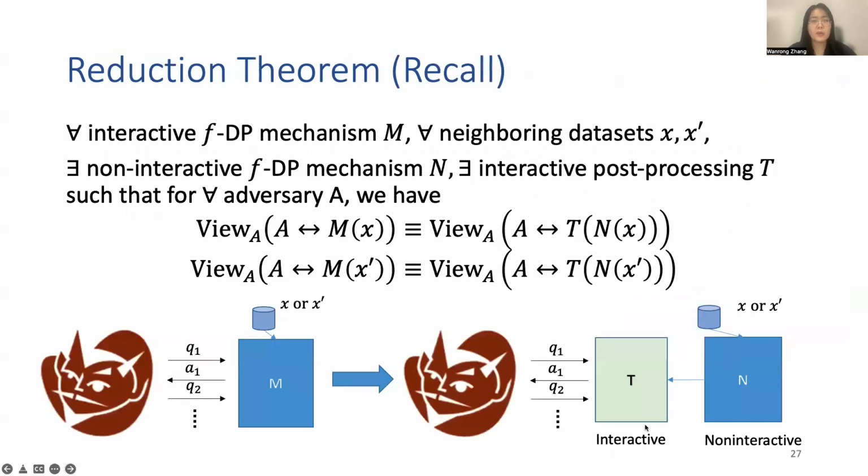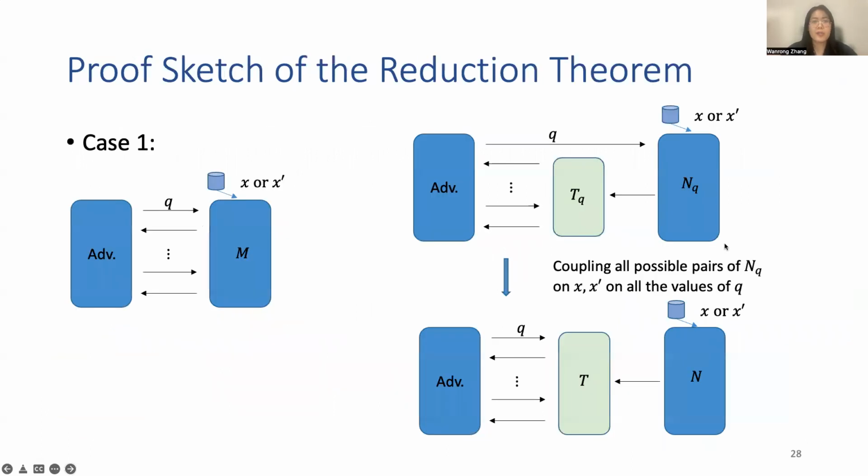So now I'll show you how to use the two properties to prove our reduction theorem. So let's briefly recall the reduction theorem here. Our proof strategy is to apply induction on the number of messages exchanged. So to reduce k rounds of interactions to k-1, we consider the subsequent interaction conditioned on the first message. So depending on whether the first message is sent from the mechanism N, mechanism M, or the adversary, we consider two cases.